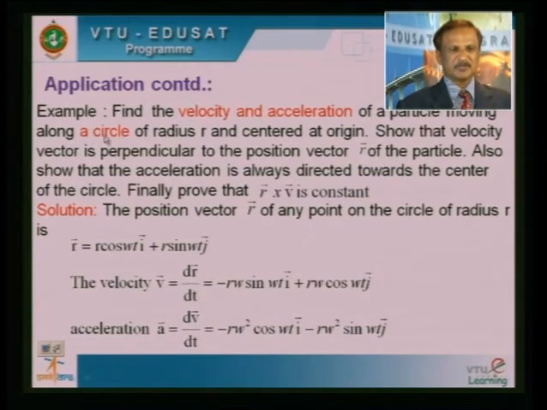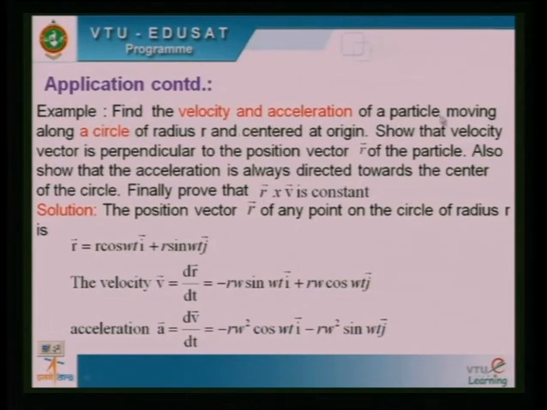A similar example may be like this. Find the velocity and acceleration of a particle moving along a circle. I repeat once again, find the velocity and acceleration of a particle moving along a circle of radius r and centered at the origin. Show that the velocity vector is perpendicular to the position vector r of the particle. Also show that the acceleration is always directed towards the center of the circle. Finally prove that r cross v is a constant function.